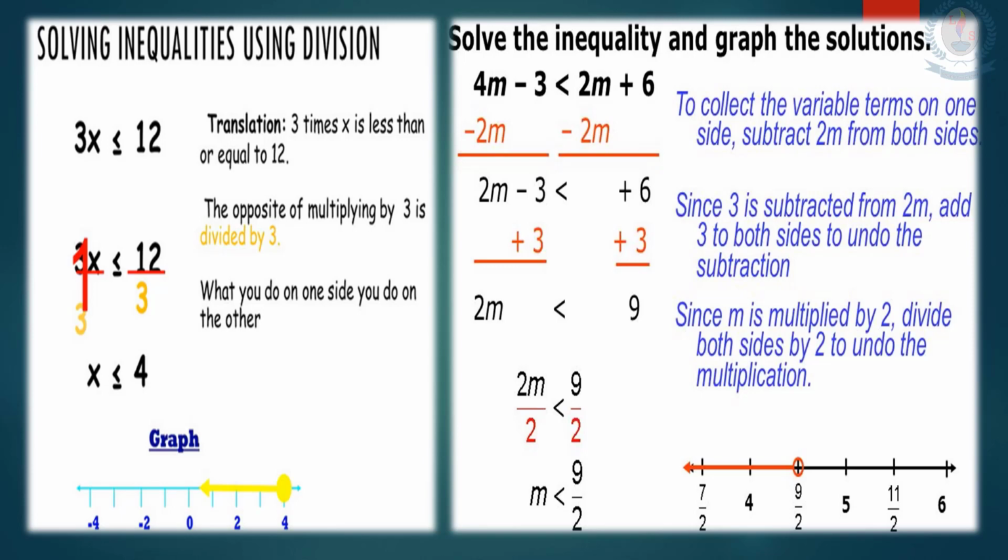Since m is multiplied by 2, divide both sides by 2. Then you get m is less than 9 divided by 2, so m is less than 4.5, but it is not equal.